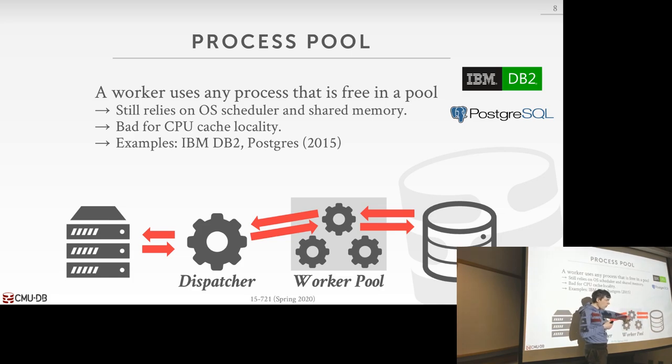Because say these guys are all running on separate sockets, and if for this one request, the first query shows up, I run on this worker, the next query shows up for the same connection, but it runs now on another worker running on another socket, all the cache locality I had by bringing in data into memory or the local cache for this worker is now gone because now I'm running on a completely different socket.